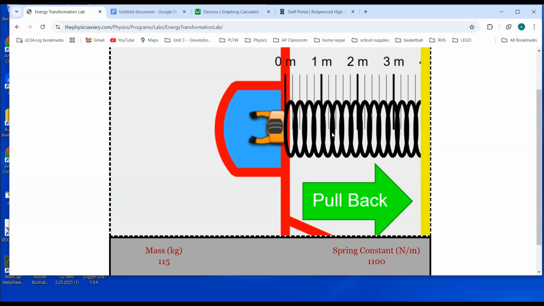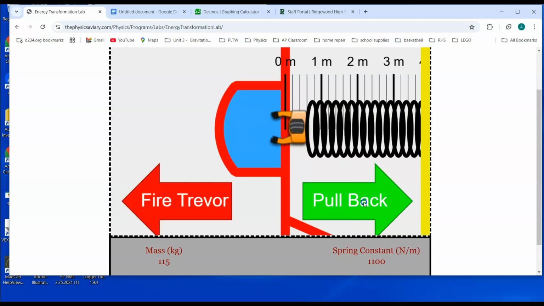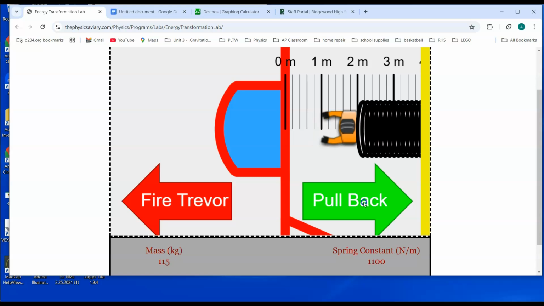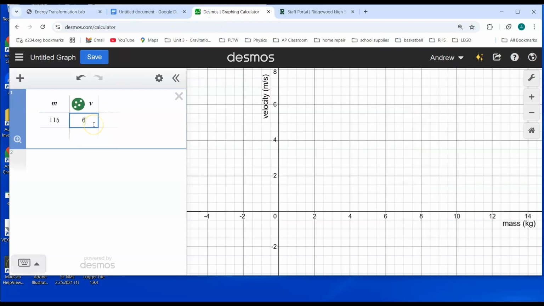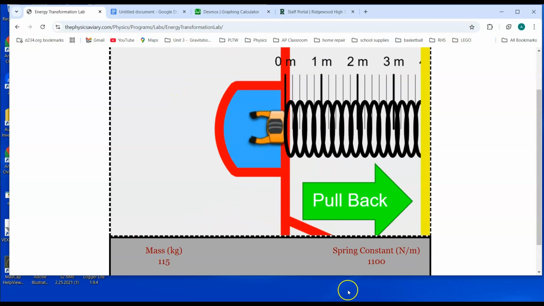Reset timer, set Trevor. And I'm always going to pull back the same amount. I'm going to keep x a constant value. I'll always go to the same x value. Fire. Start and stop. All right, 2.96 seconds to go 18 meters. So 18 divided by 2.96 is 6.08 meters per second. So I would record that right there. And I'm going to do it another time. You should always do multiple trials.